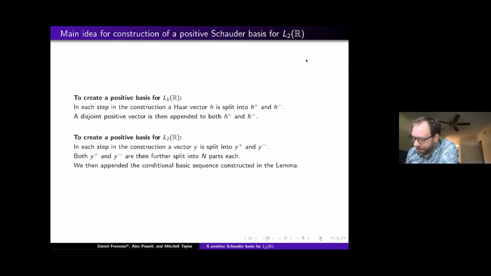And so what we do is we still split our vector into a positive part and a negative part. And then for each of these, the positive part and the negative part, we further split into an extremely large number of parts. This capital N is going to be what's given from our lemma. So we split into a huge number of parts. And then instead of just appending a single positive vector to both, we append our conditional basic sequence that we constructed to both.